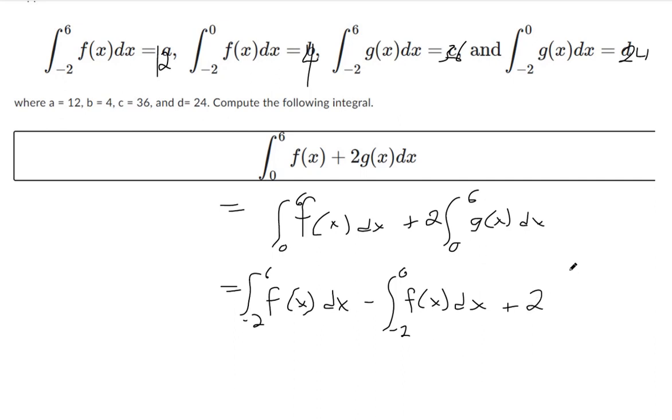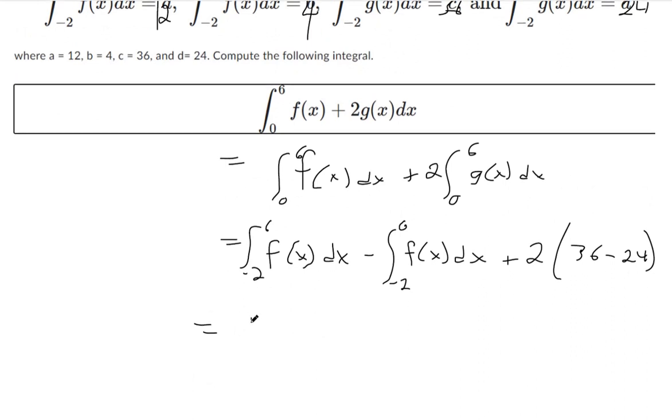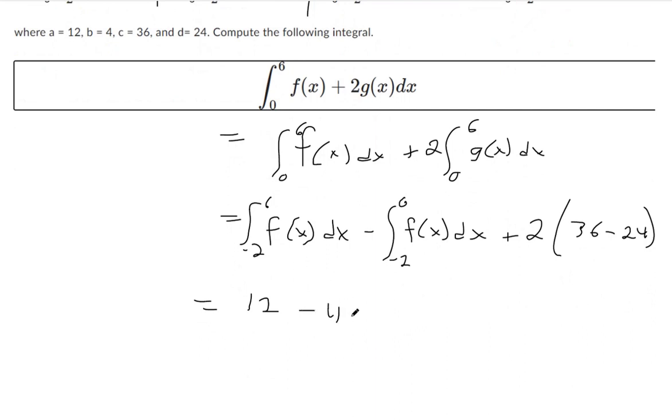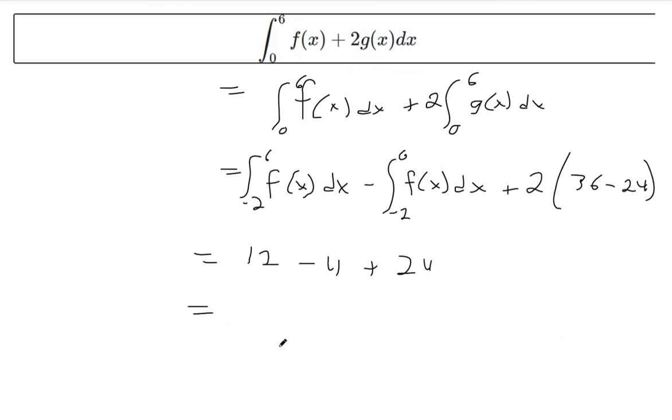I'm just going to wrap this in parentheses because I've got to figure out this whole integral. So that's from -2 to 6. I'm just going to plug in 36 and then subtract 24 from it. So this one from -2 to 6 they tell us is 12. From -2 to 0 they tell us is 4. And I've already plugged in these ones. That's 12 times 2 is 24. So what am I getting here? I'm getting 32. Yeah, 32.